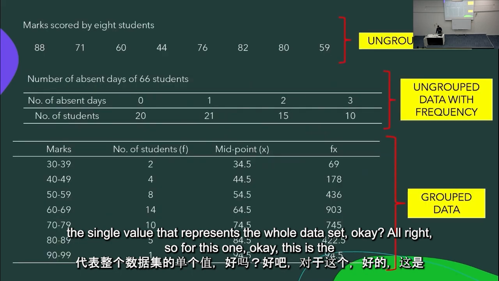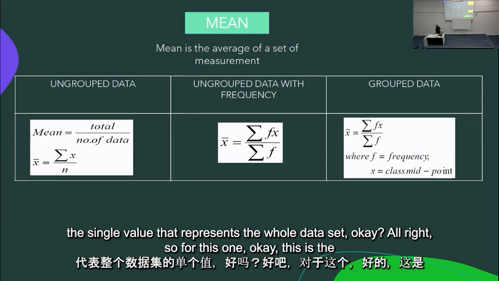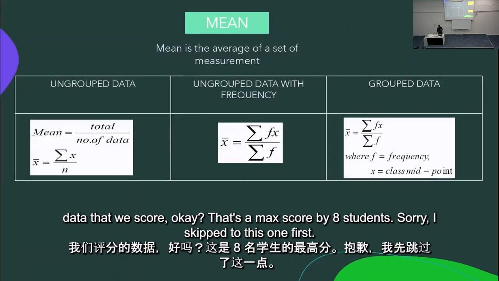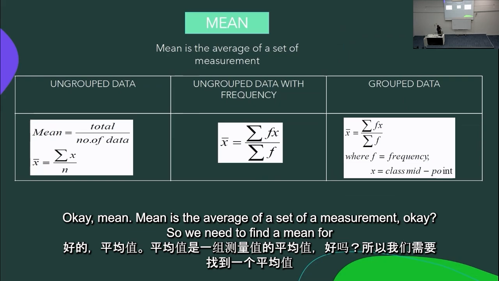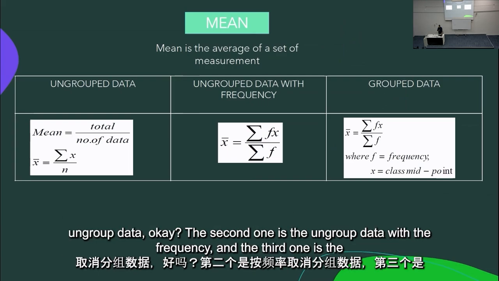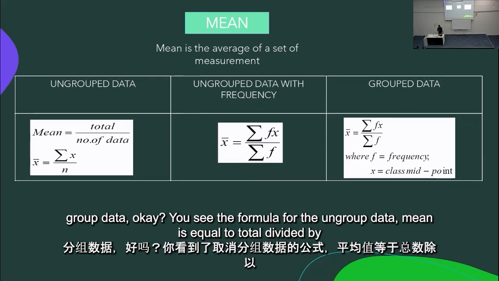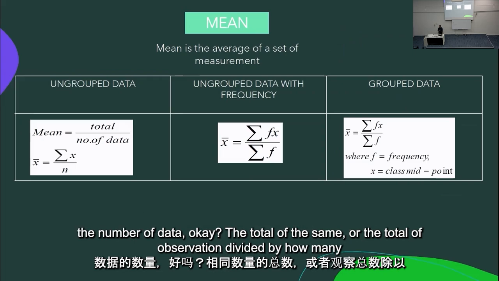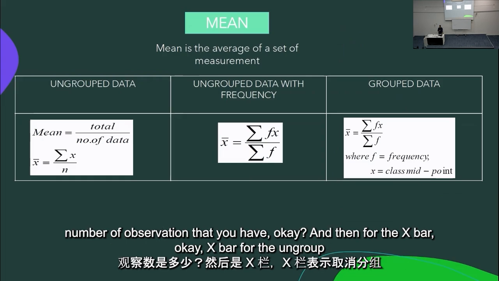This is the data, the marks scored by 8 students. Sorry, I skipped to this one first. The mean is the average of a set of measurements. We need to find the mean for ungrouped data, the second one is ungrouped data with frequency, and the third one is grouped data. For ungrouped data, the mean is equal to the total divided by the number of data: the total of the observations divided by how many observations you have.